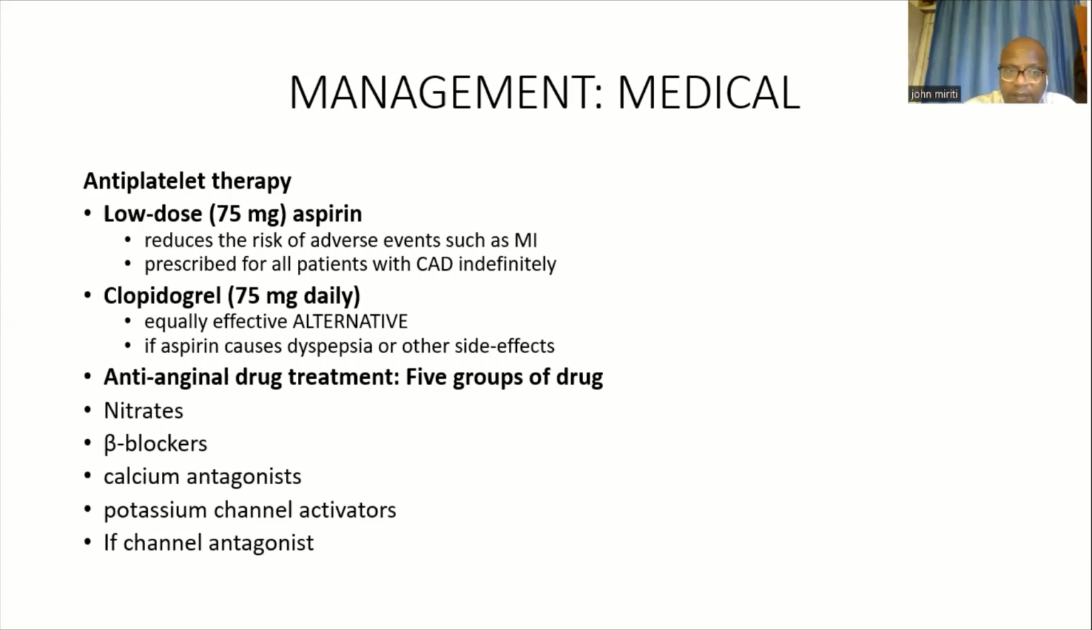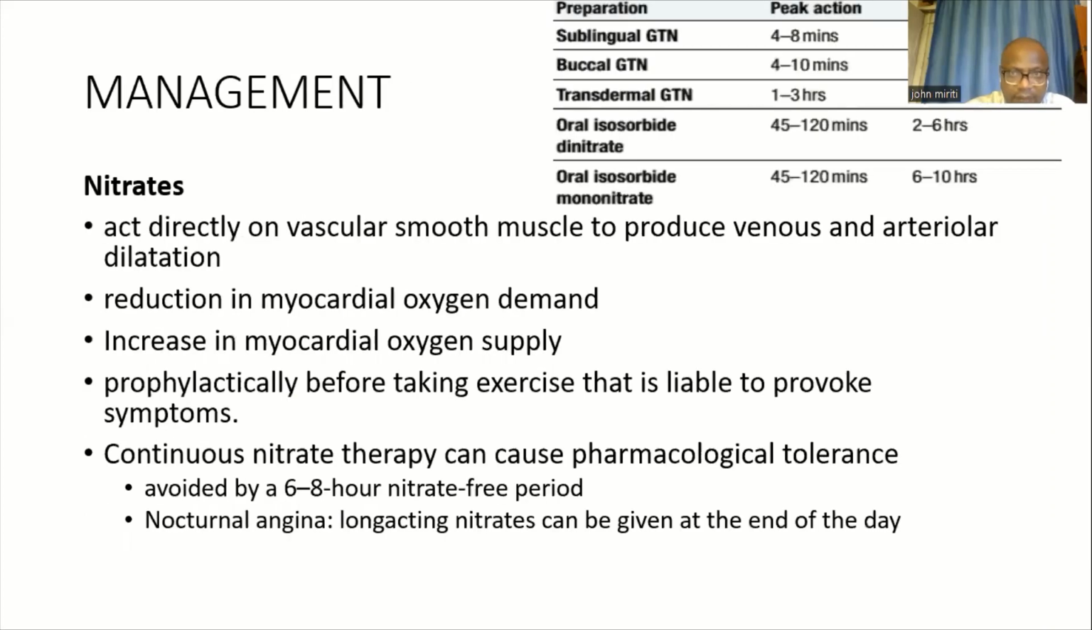There are 5 types of drugs: nitrates, beta blockers, calcium antagonists, potassium channel activators, and IF channel antagonists. The nitrate drugs act directly on vascular smooth muscles to produce venous and arterial dilatation. So they work on both arterial and venous. You have to be very careful because they can cause transient hypotension. There is a reduction in myocardial oxygen demand and an increase in myocardial oxygen supply, given prophylactically before taking exercise that is enough to provoke symptoms.